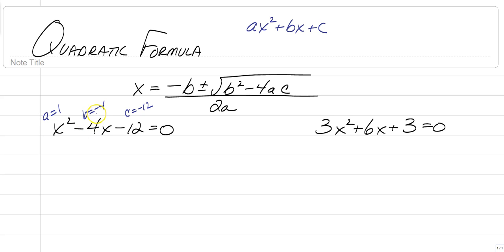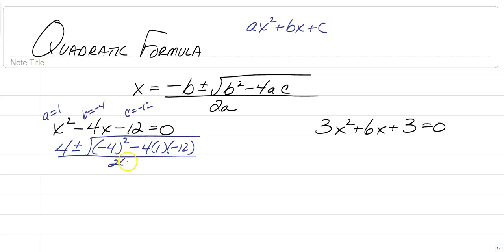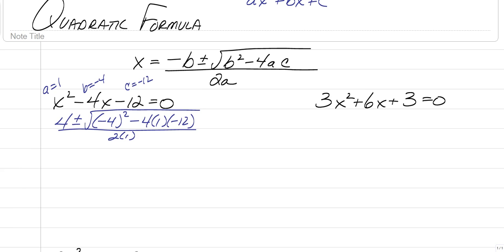So the opposite of -4 is obviously +4, plus or minus the square root. You should always substitute your values in parentheses, so in this case you don't forget to square the negative. So you have b squared, so (-4) squared, minus 4 times a, which is 1, times c, which is -12. And that's all over 2 times your a value of 1. So now you just have to pretty much get working.